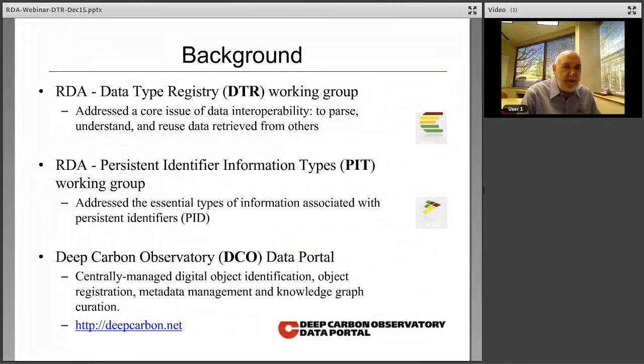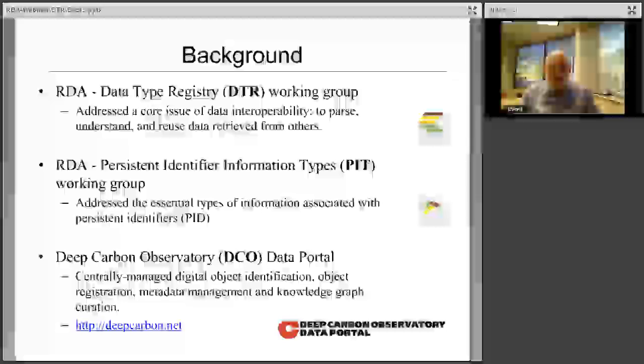So they chose to adopt the DTR to address, as I say here, the core issue of data interoperability: parse, understand, and reuse data retrieved from others. They also worked on the second RDA group called Persistent Identifier Information Types, which will probably be the source of other webinars, or already has been. And then the third bullet there describes themselves, the Deep Carbon Observatory Data Portal. Basically, they're trying to provide a single navigation point across a large number of projects, scientists, and institutions that are looking at carbon stored in the earth. And their website is listed there.